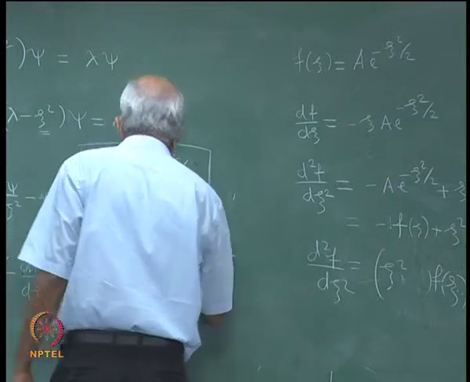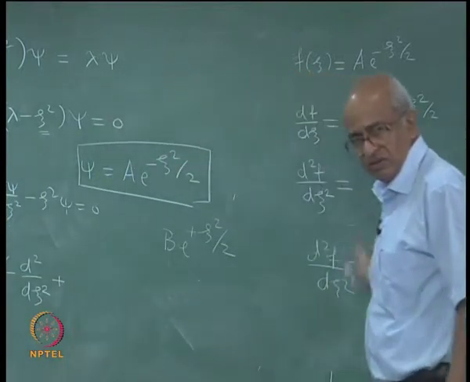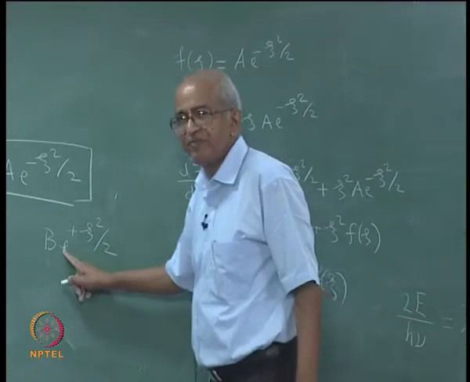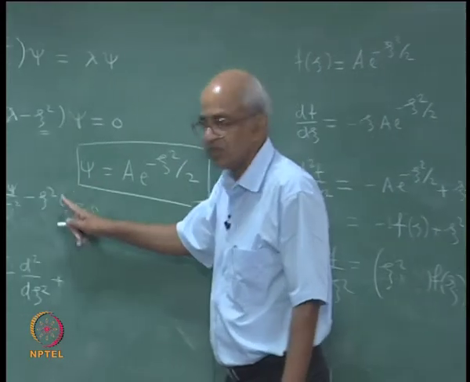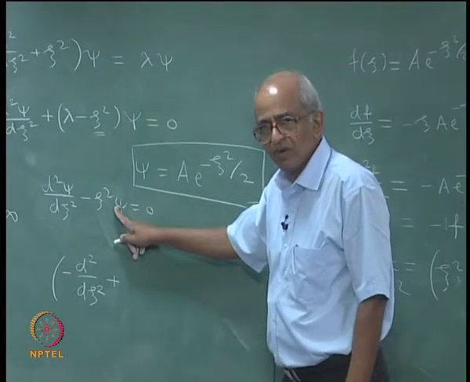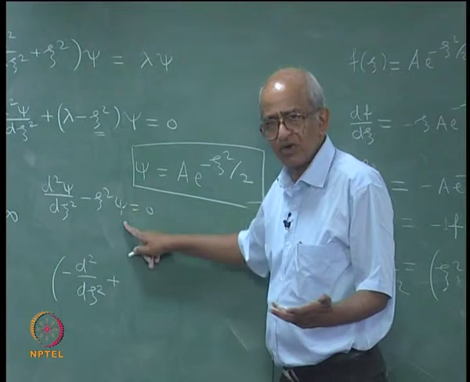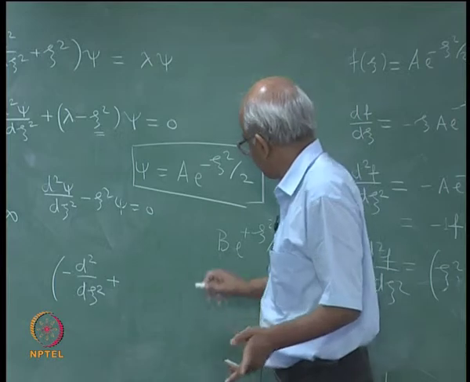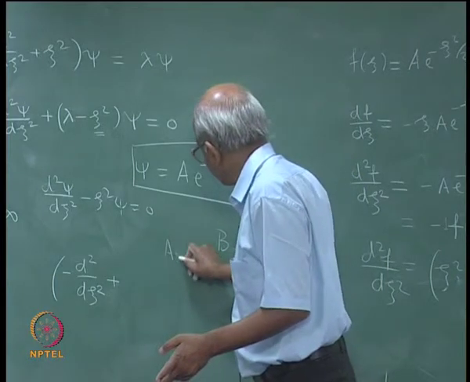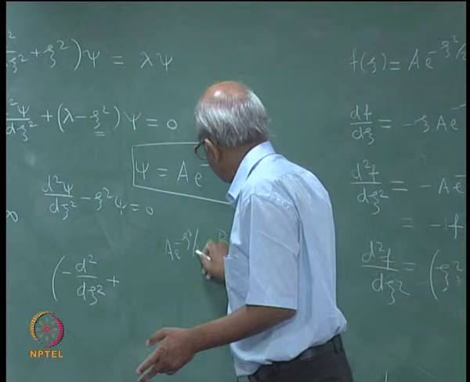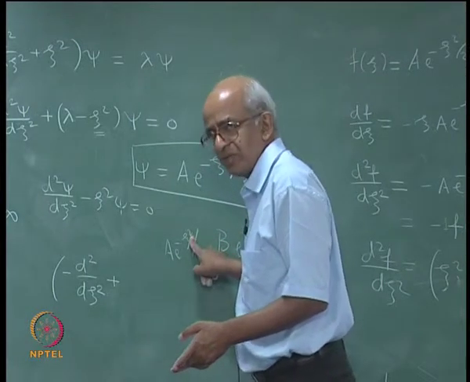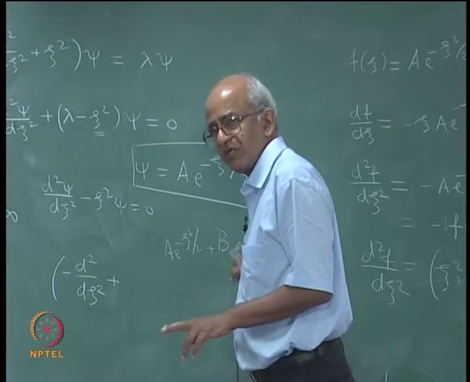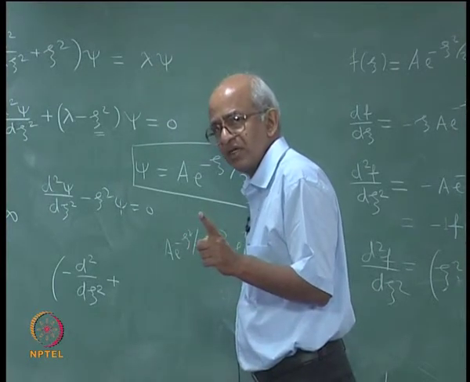The same procedure you can try, differentiate it 2 times, you will find that this also satisfies the same differential equation. Not surprising, because this is a second order differential equation, there should be 2 independent solutions. So, the most general solution in the asymptotic region will be a combination of these two, a into e to the power of minus c square by 2 plus b into e to the power of plus c square by 2.